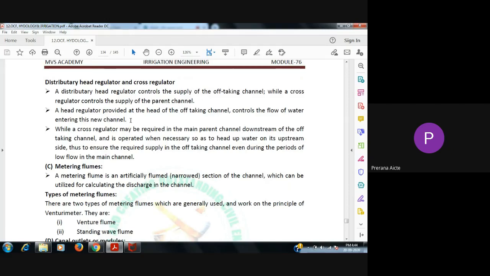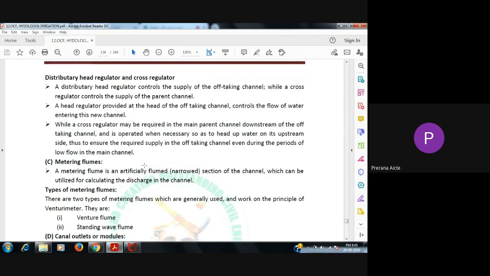So a head regulator provided at the head of the off-taking channel controls the flow of water entering this new channel. While a cross regulator may be required in the main parent channel, downstream of the off-taking channel, and it's operated when necessary so as to head up the water on its upstream side, so as to ensure the required supply in the off-taking channel, even during periods of low flow in the main canal. So these are the flumes.